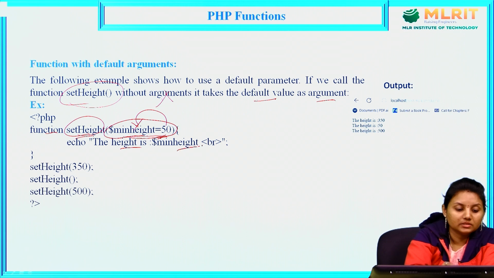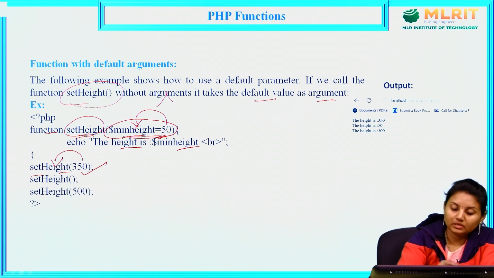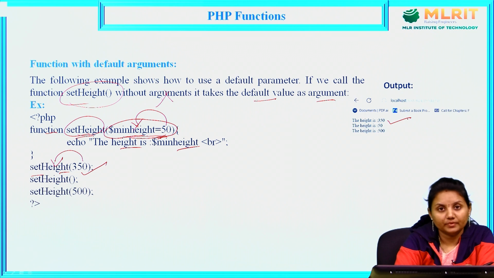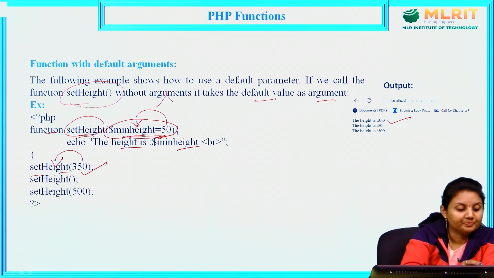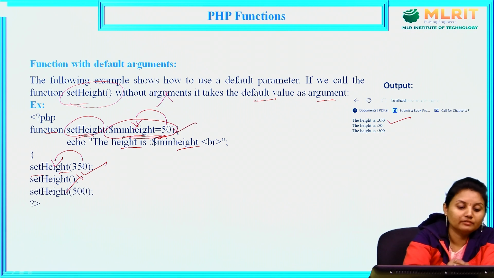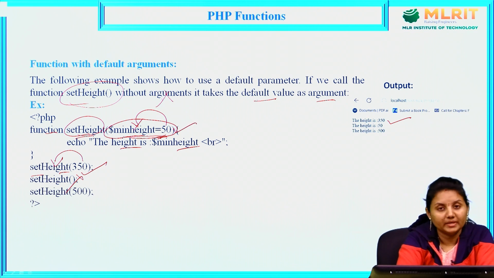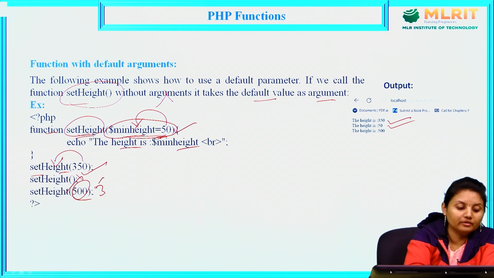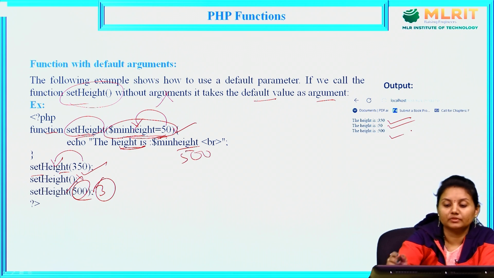So when you are calling setHeight and passing 350, since you are passing the value, the output of that function call will be 350. Here you are not passing any parameter, so the default value will get printed. The height is 50. And here you have set a value 500, so when you are calling for the third time, the height will be printed as 500. That is for the third one.